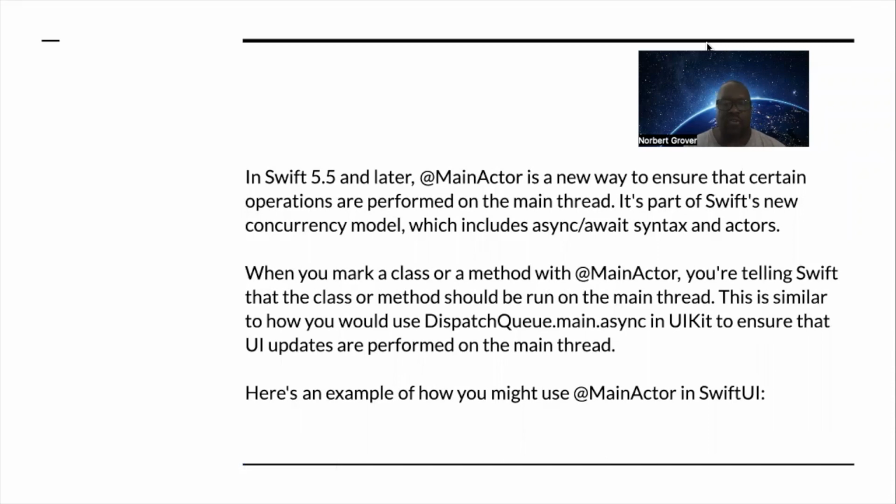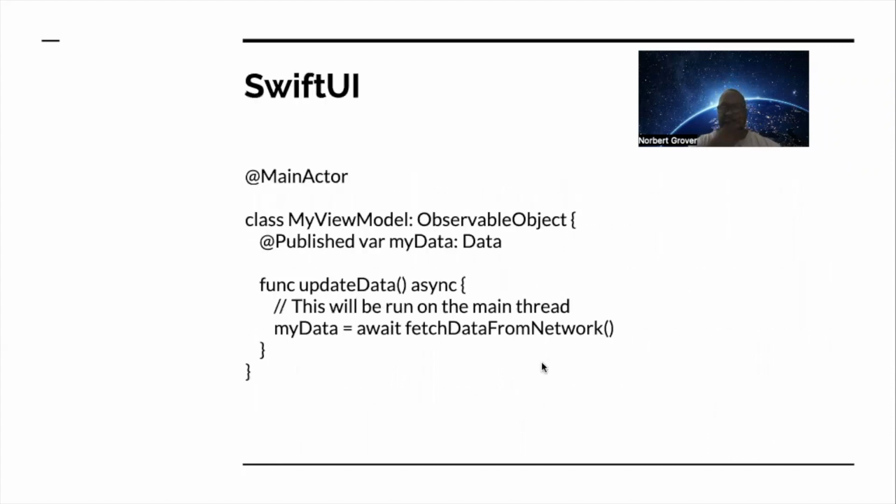This is similar to how you use DispatchQueue.main.async in UIKit to ensure that UI updates are performed on the main thread. Here's an example of how you might use @MainActor in SwiftUI. So here's an example right here. In SwiftUI, you have an ObservableObject, you have data, and this is where you fetch your data. In this case, you're using async/await, right? This method, fetchDataFromNetwork, has async inside of this function.